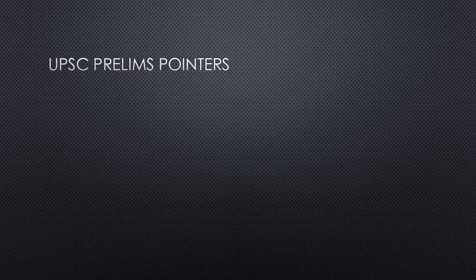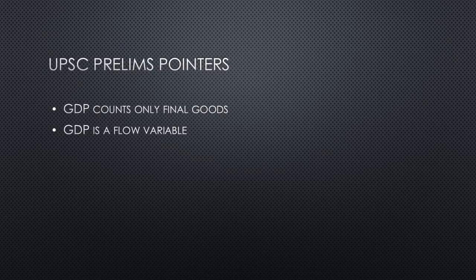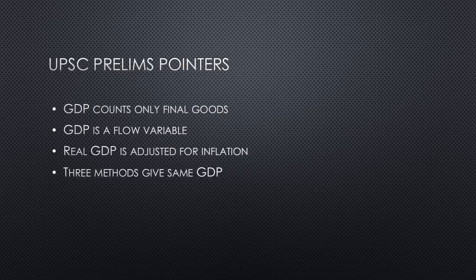For prelims, remember, only final goods are counted. GDP is a flow variable. Real GDP is adjusted for inflation. And all the three methods give the same GDP.